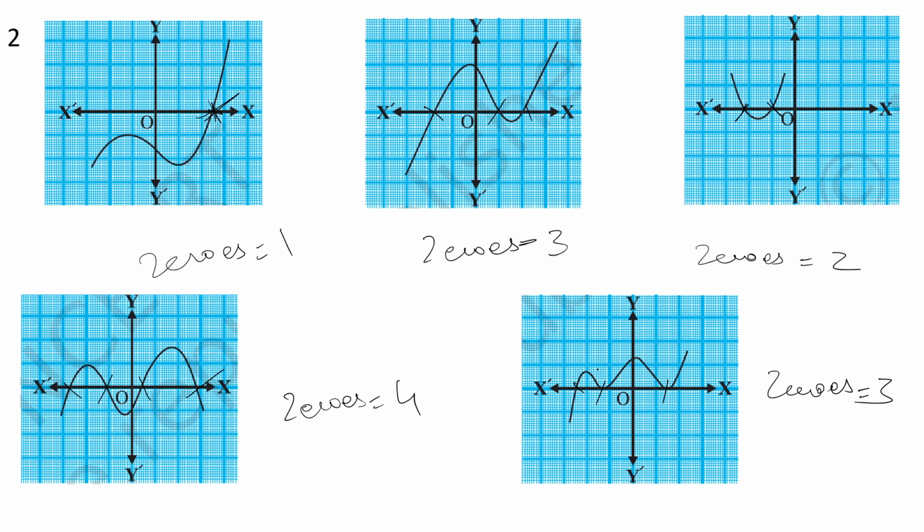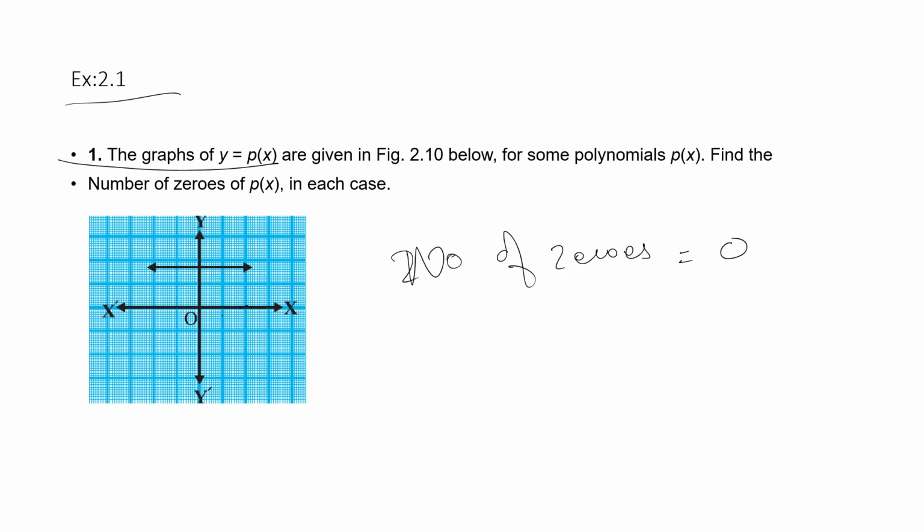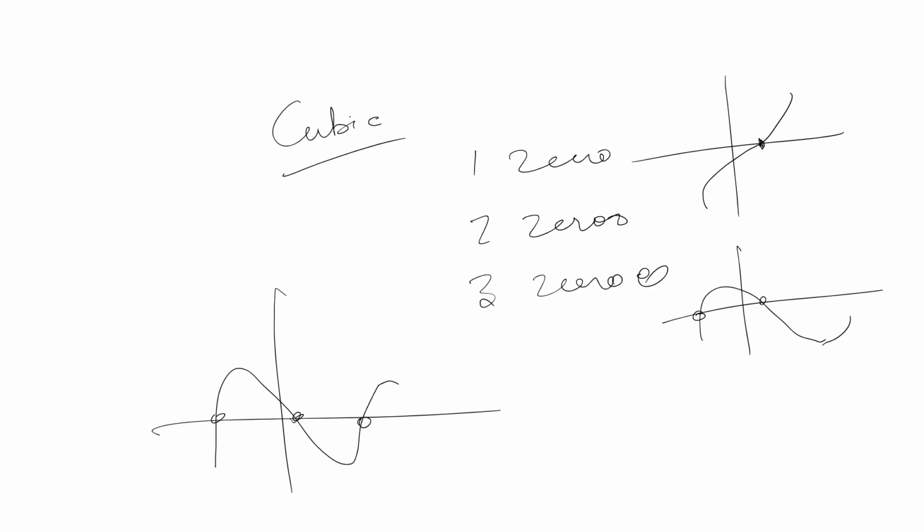Now you can understand why, if it cuts the x-axis, it is called a zero of the polynomial. I have explained this clearly. Please watch again if you can't understand. Don't learn by heart that if it cuts the x-axis, that is the zeros and that is the number of zeros. Just understand why. In the cubic polynomial we can have 1, 2 or 3 zeros, and the graphs are like this.